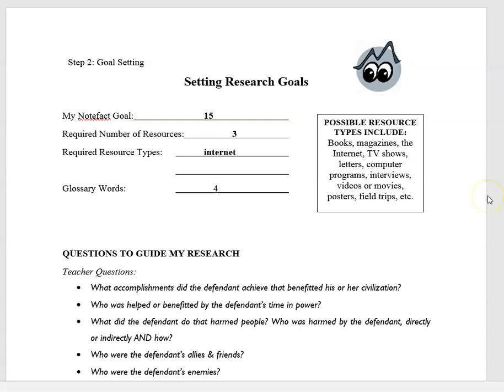Okay, so now that we have thought about everything we already know about the person we're researching, we have to look at what our requirements are and what kinds of questions we need to answer with our research. So let's start with the requirements.